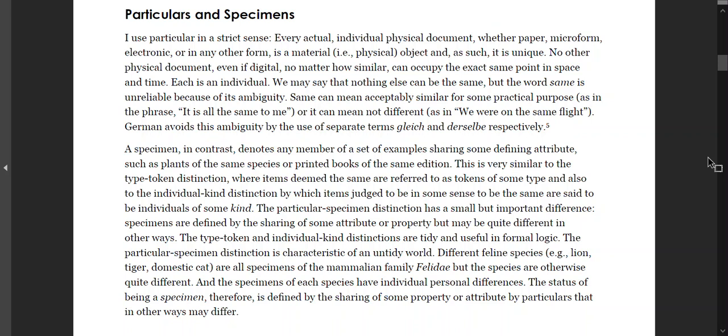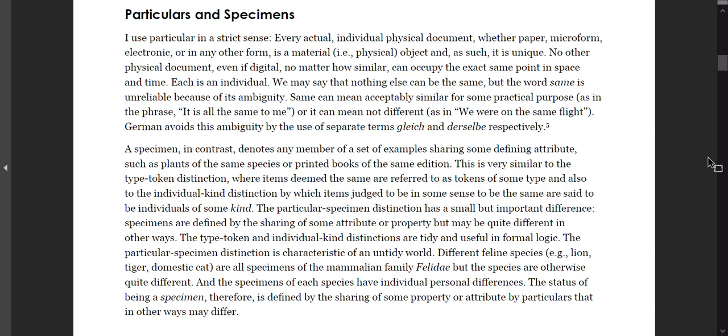We may say that nothing else can be the same, but the word same is unreliable because of its ambiguity. Same can mean acceptably similar for some practical purpose, as in the phrase, it's all the same to me, or it can mean not different, as in we were on the same flight. German avoids this ambiguity by use of separate terms, gleich and derselbe, respectively. And I probably mangled that, my German is not good.